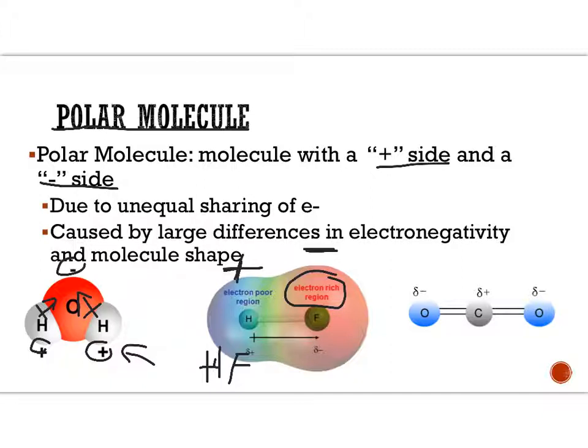Now an example of something that's not polar would be carbon dioxide. Even though there is a difference in electronegativity between carbon and oxygen, if you look at the shape of it, the oxygens are equally distributed on either side of the carbon. So even though the electrons get pulled away from the carbon, there's not a positive side or a negative side. In fact, both ends tend to be slightly negatively charged. So this is a non-polar molecule. That's an example of how shape can affect polarity.